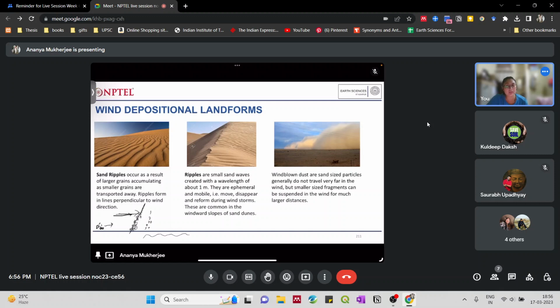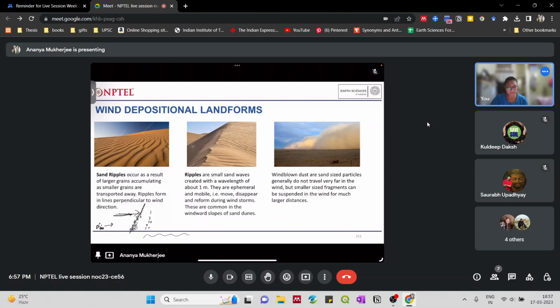Ripples actually form on the surface of the dunes themselves. These are small waves that are created, and these are not static. They are moving along the wind direction. Suppose there is a windstorm or a sudden increase in the velocity of the wind, these can just disappear also. All of the sand on top which was forming the ripples might get lifted off from that place and transported ahead. These are usually common on the windward slopes of the dunes.